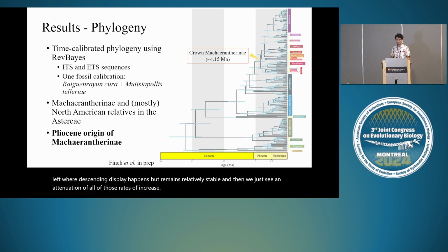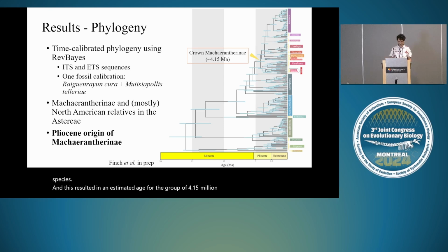In order to estimate these rates in terms of events per million years, I generated a time-calibrated phylogeny in BEAST. I used ITS and ETS sequences and a single fossil calibration at the root. This is the resulting tree. You can see the Machaeranthera are at the top in the purplish and reddish hues, and all of these other taxa are in the tribe Astereae. These are mostly North American species. This resulted in an estimated age for the group of 4.15 million years, placing it in the Pliocene epoch.